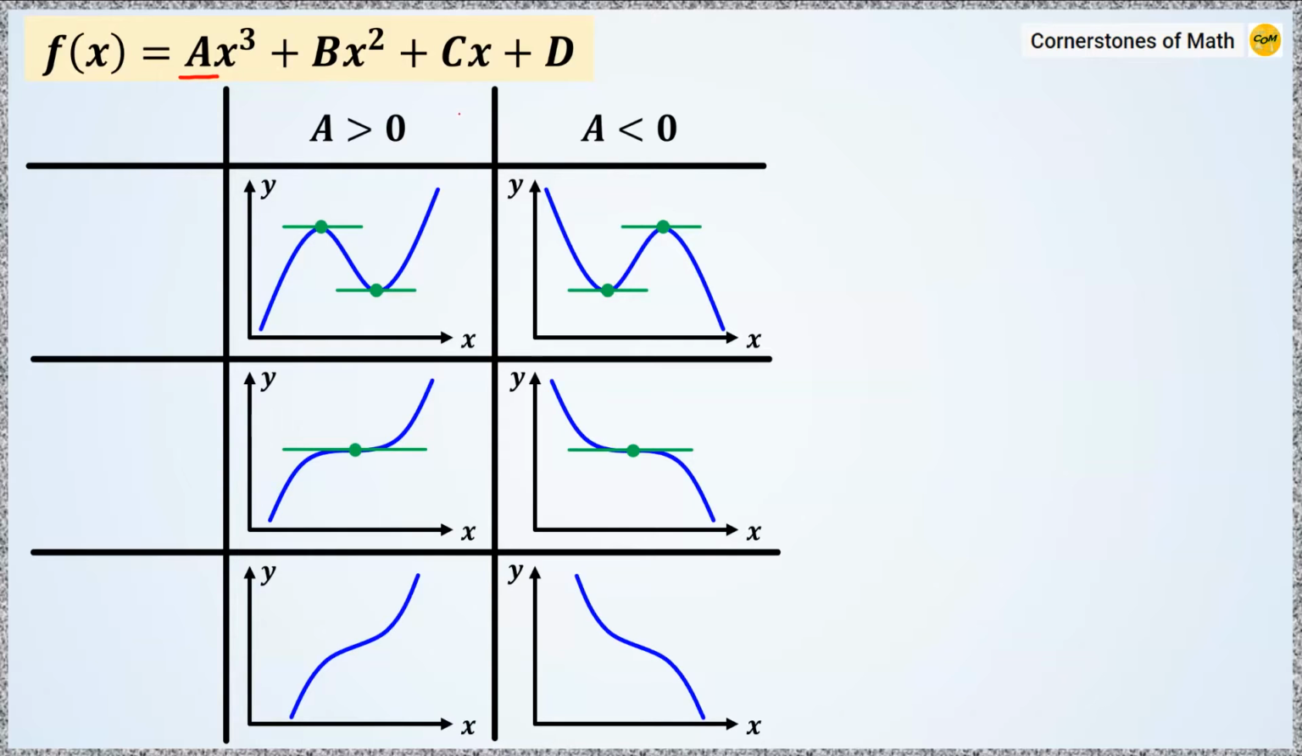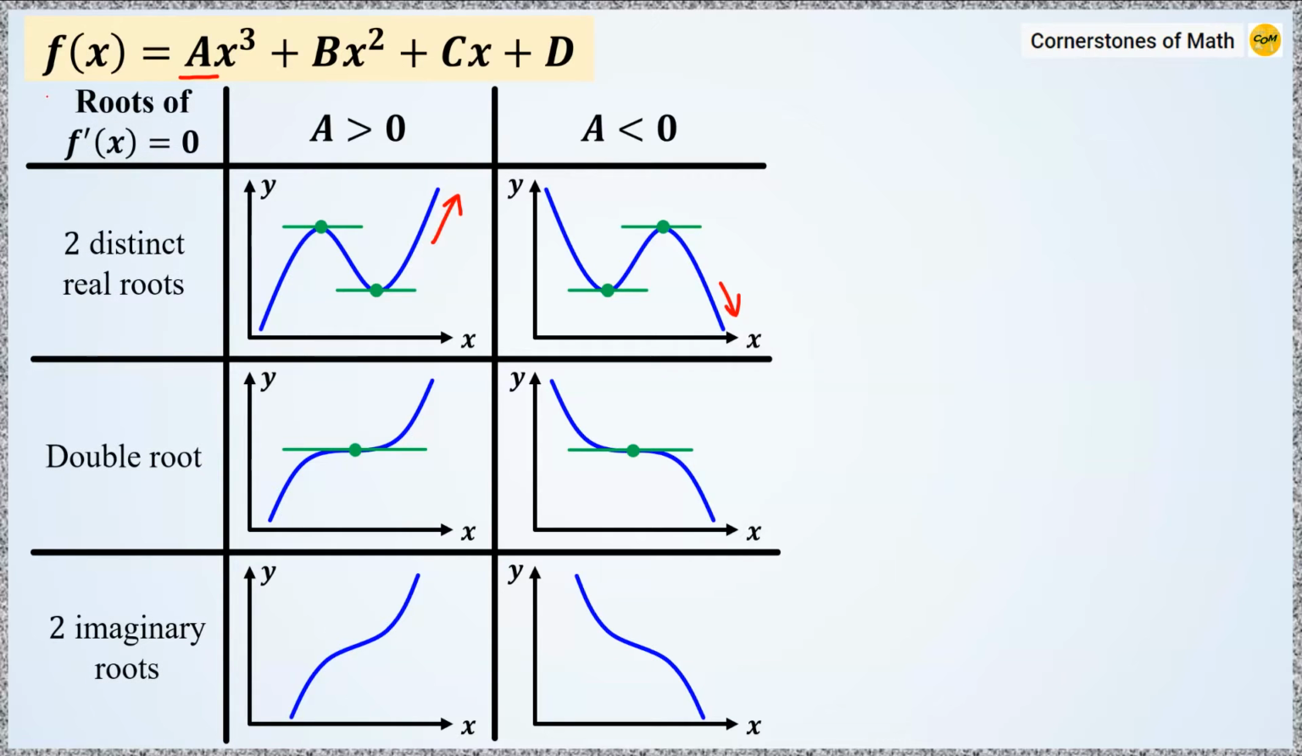When it is positive, the graph eventually increases when x becomes sufficiently large, and when it is negative, the graph eventually decreases. The second one is the characteristics of the derivative. The derivative is a quadratic function, so the equation f'(x) equals 0 can either have 2 distinct real roots, a double root, or 2 imaginary roots.